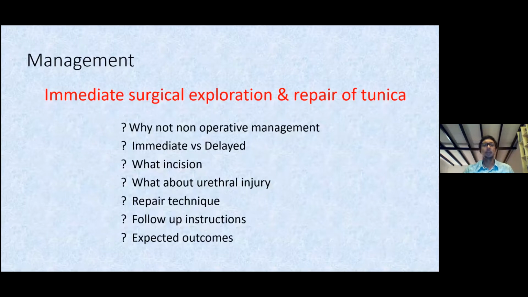Going on to management, the current recommendation is immediate surgical exploration and repair of the tunica. I'll discuss these questions: why not conservative management? Whether immediate or delayed repair is preferable, the incision, urethral injuries and the repair technique, and some follow-up instructions and expected outcomes.